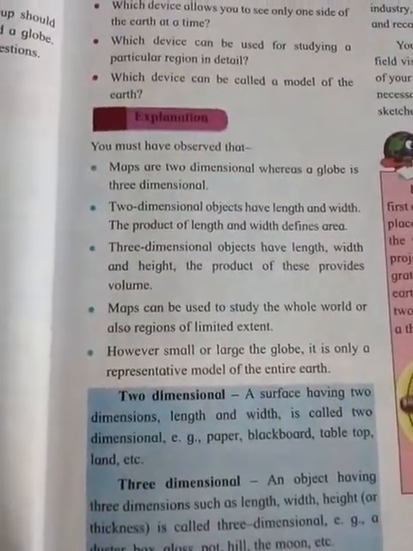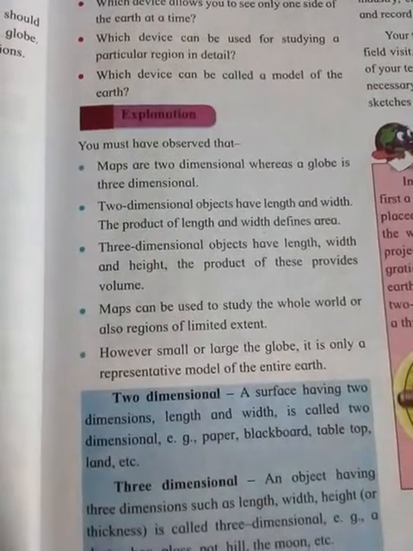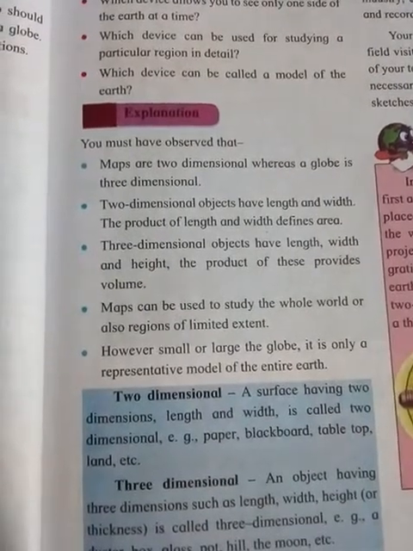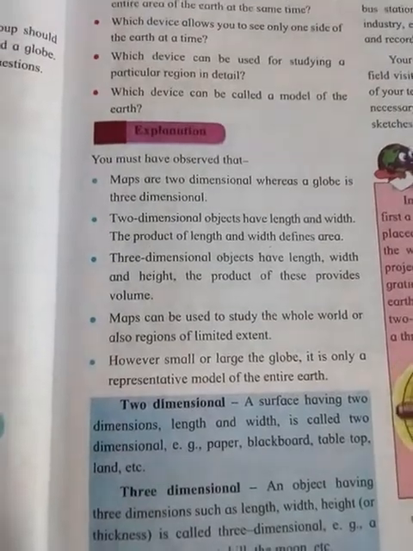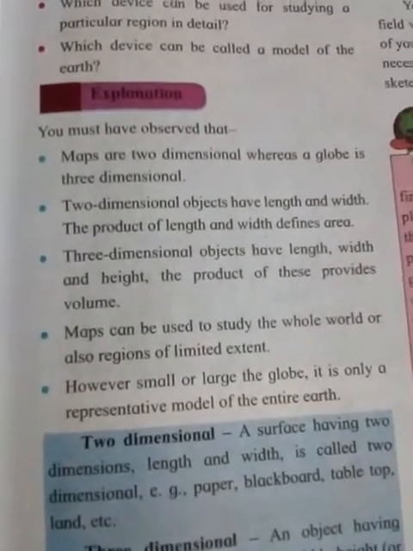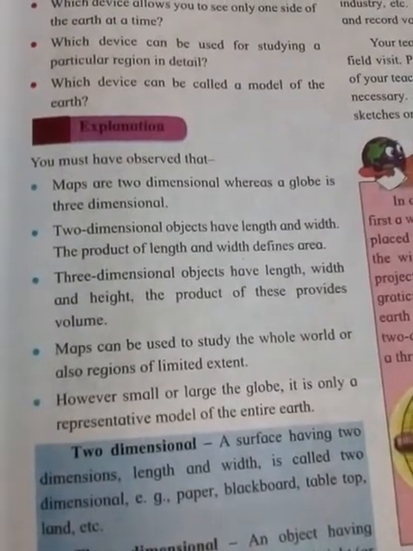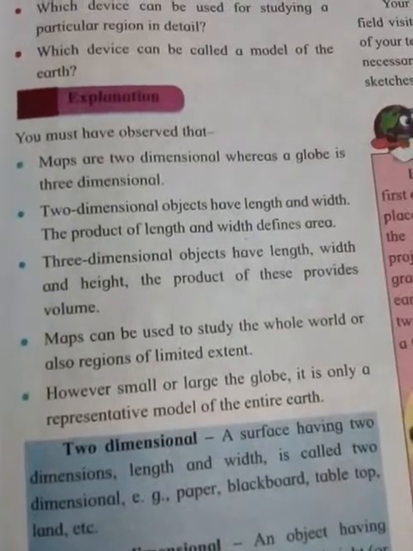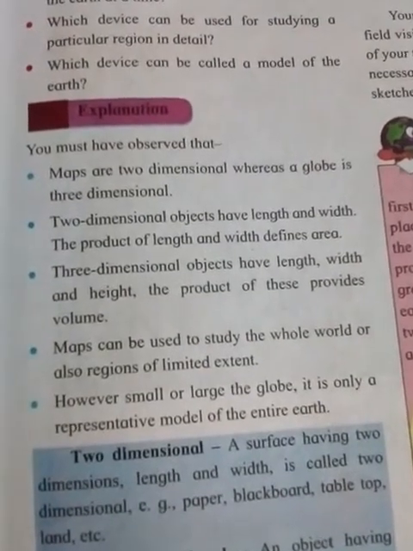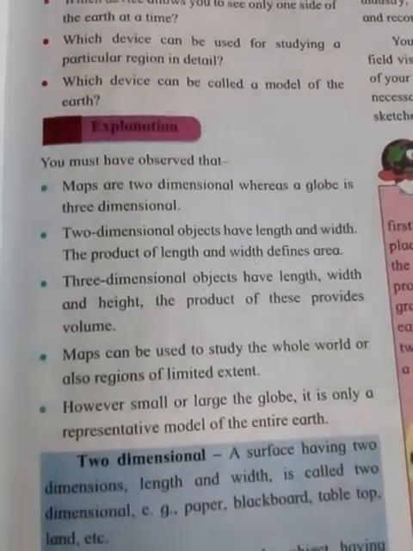You must have observed that maps are two-dimensional, whereas a globe is three-dimensional. That means a map is two-dimensional and the globe is three-dimensional.